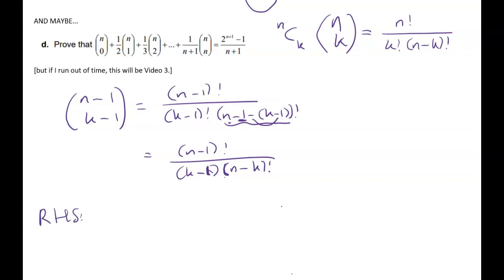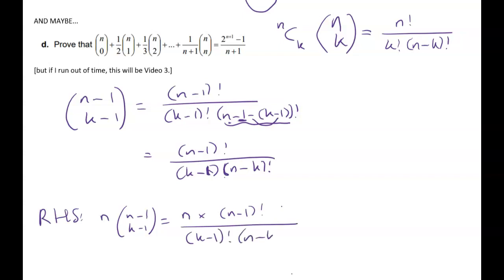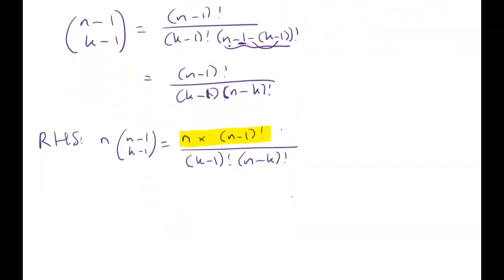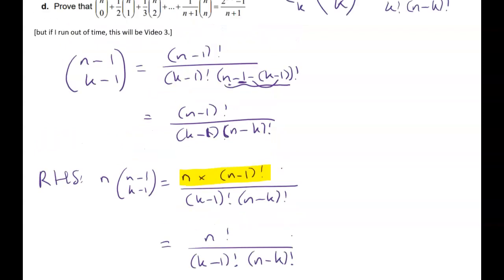So on the right-hand side, we've got n times this combination, which is n times n minus 1 factorial over k minus 1 factorial times n minus k factorial. And as we often have in combinations proofs, we can use the properties of factorials to simplify the numerator. So n times n minus 1 factorial is just n factorial divided by all of that. Now go back to where we're trying to get to.